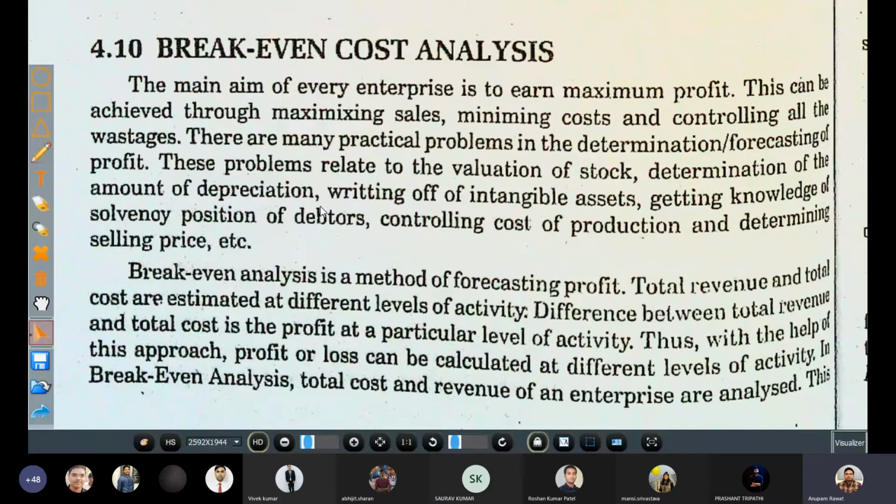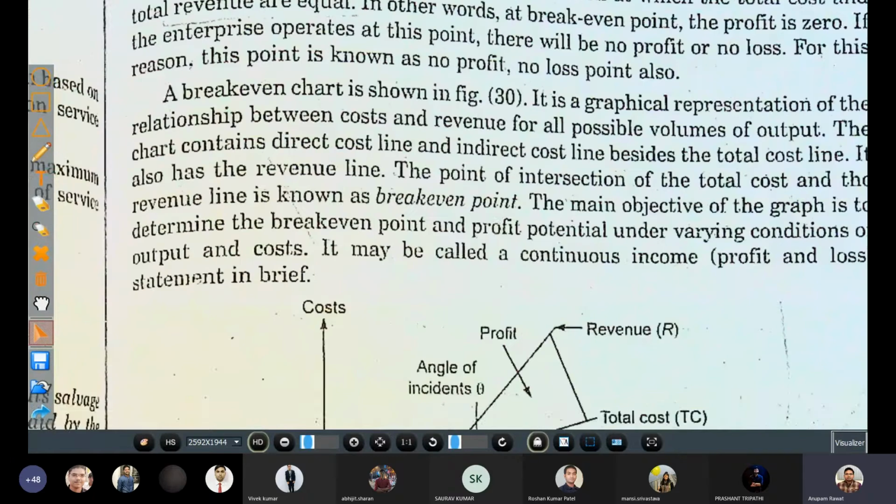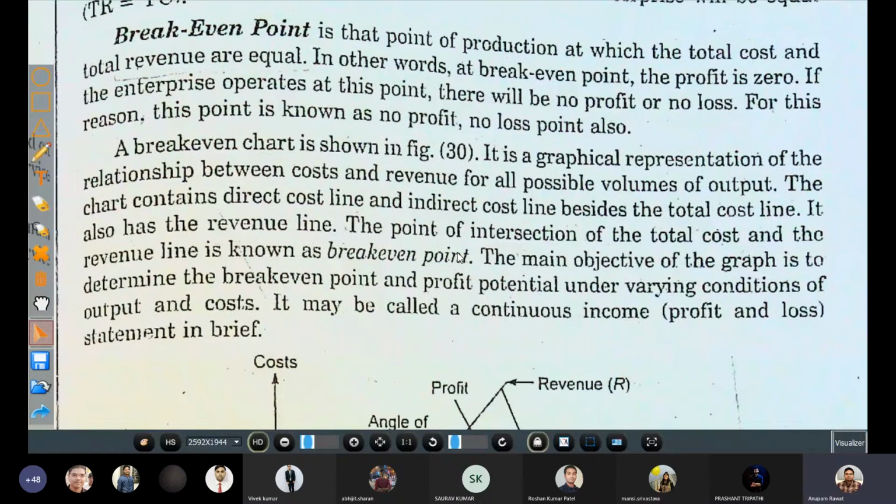Getting all this in a graphical form is known as the break-even chart. Let us see what the break-even point is. The break-even point is the point of production at which the total cost and the total revenue are equal.